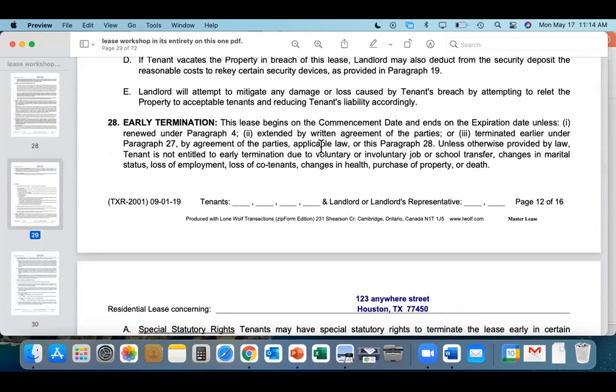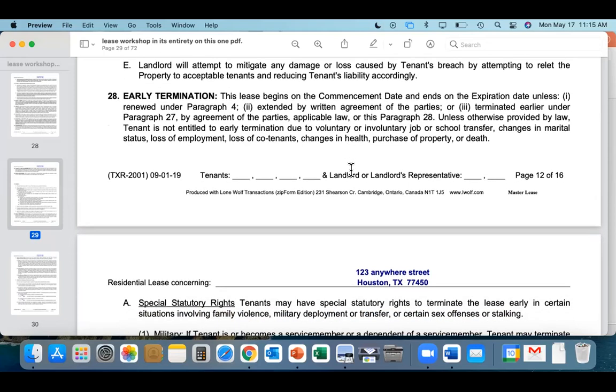Early termination, let's talk about that. We get sometimes a situation where a tenant will go ahead and do a 1-year lease, and then for some reason, something happens in life and they want to terminate the lease. Basically, the property code says they can't. It's up to the landlord to forgive them for that. And they have to work it out with the landlord.